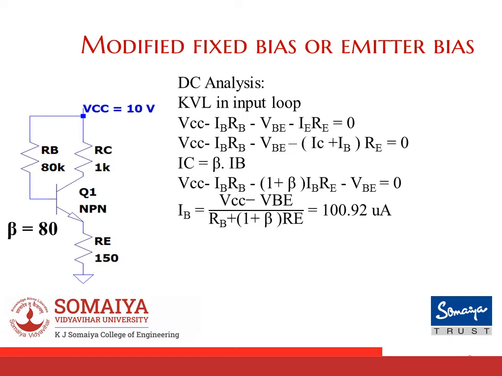Next step is always going to be finding IC. So I know IC is beta times IB, so I'll be easily able to find IC. Next, to find VCEQ, you will be applying KVL in the output loop.